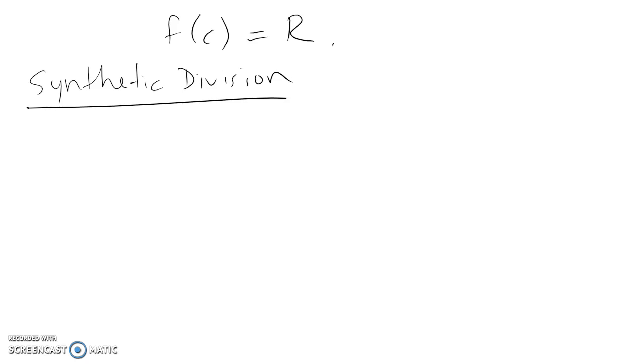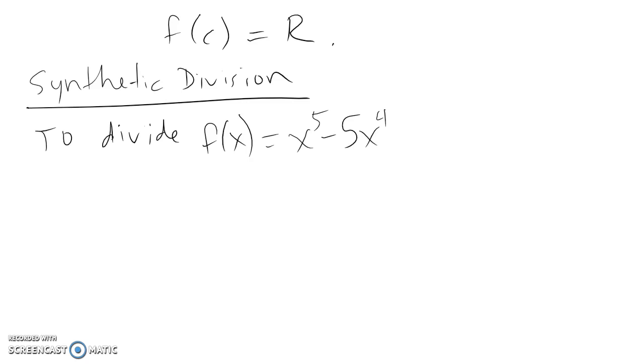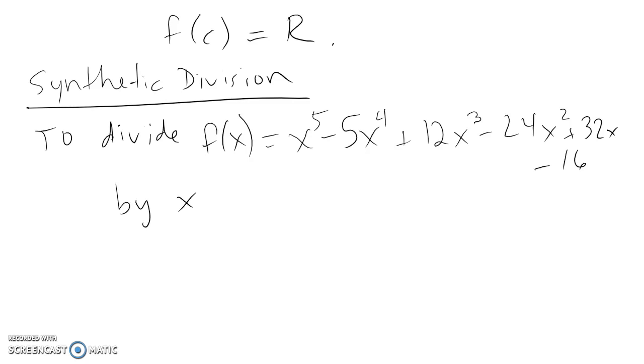So you may have done this before, or maybe not. I'm going to review it pretty quickly. There are other videos in the book that show you exactly how to do this if it's not clear from my video. So f of x, if I'm going to divide f of x equals x to the 5th minus 5x to the 4th plus 12x cubed minus 24x squared plus 32x minus 16, using synthetic division, by x minus 4, this is what we're going to do.